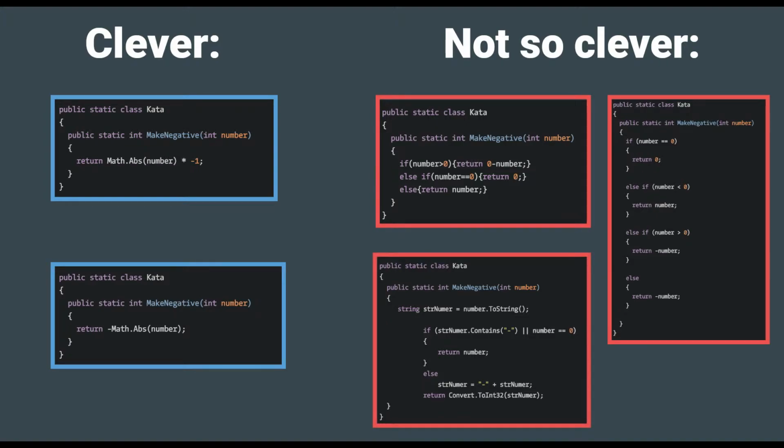So this one is at least interesting, converting the integer into a string in order to check if it contains a minus symbol, and if it doesn't, simply adding that symbol is quite funny. But it's a rather convoluted solution for a very simple problem, and it's probably not what the author of this kata had in mind.